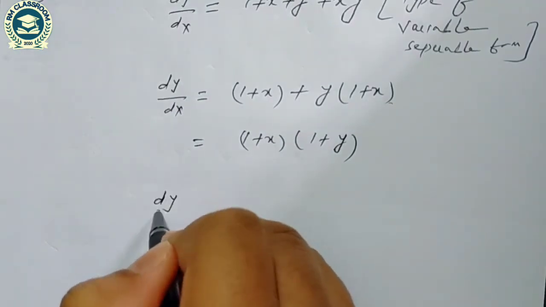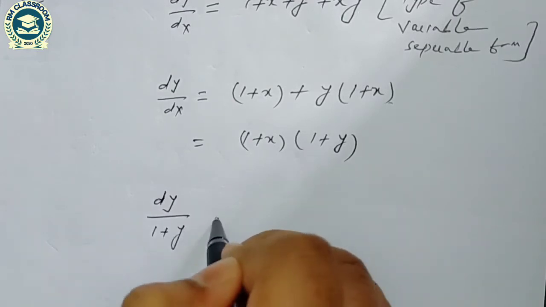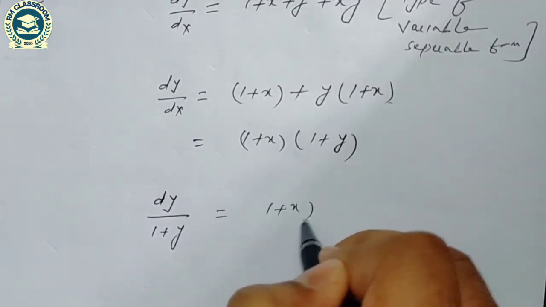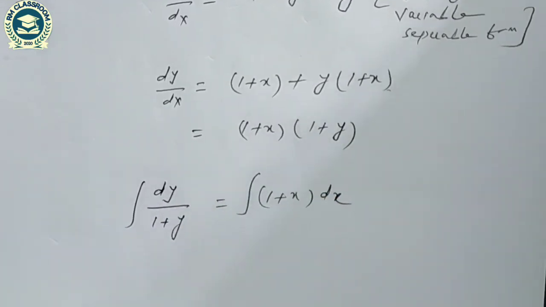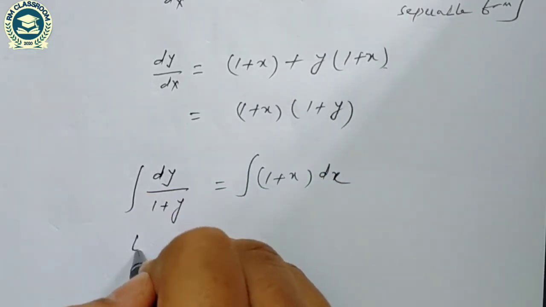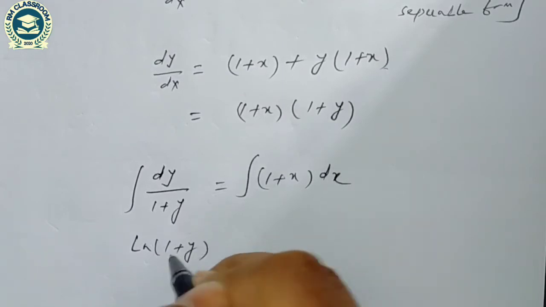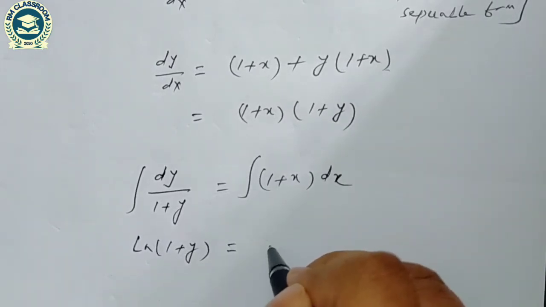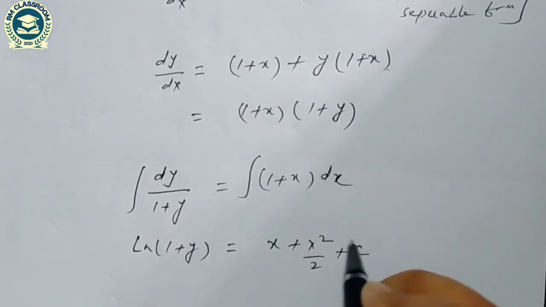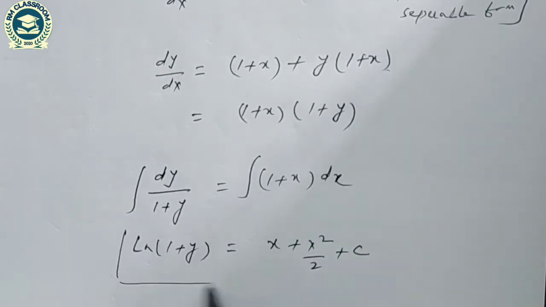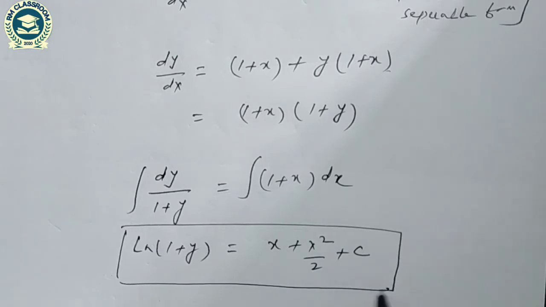So dy by 1 plus y is equal to 1 plus x into dx. Integrate both sides. So it is ln(1 plus y) is equal to the integration of 1 plus x, that is x plus x square by 2, plus c. So this is the solution of variable separable form.